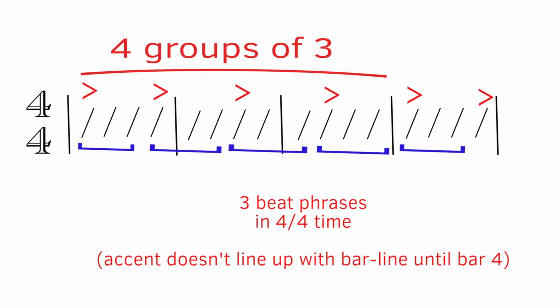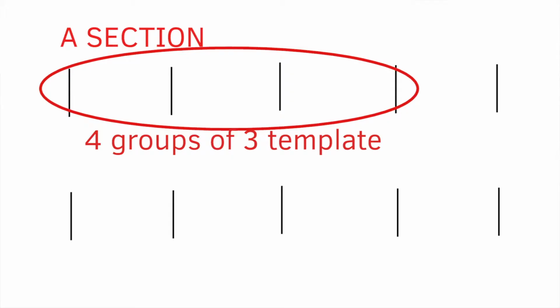Now let's insert our 3-bar template of 4 groups of 3-beat phrases into the fiddle tune. The A section is 8 bars long. Our template occupies 3 bars. So let's start by just inserting the template onto bar 1.